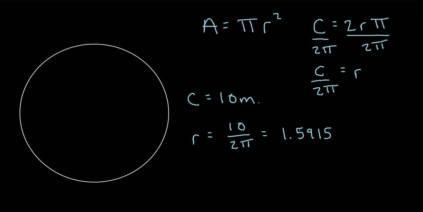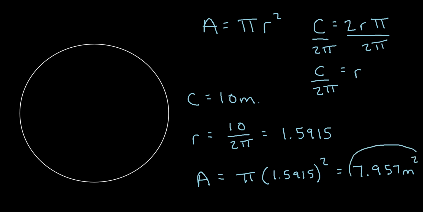So the last step to find the area is we're just going to plug in this radius value into this area equation right here. So we'll say the area is equal to pi times 1.5915 squared. And when you punch that into a calculator, you get roughly 7.957. And don't forget the units, meters. And we're working with area, so it's meters squared. So here's our final answer. Given the circumference is 10 meters, we found that the area is about 7.957 meters squared.